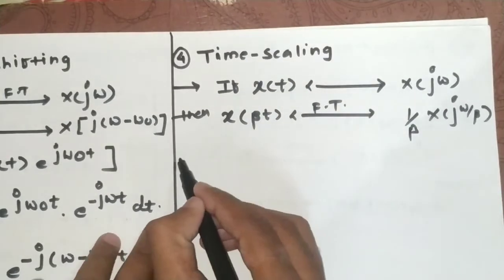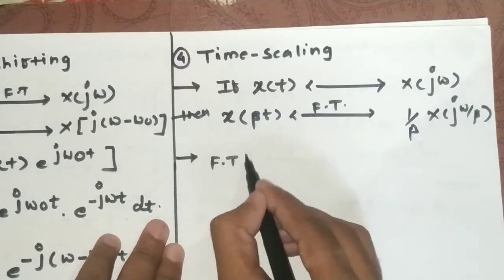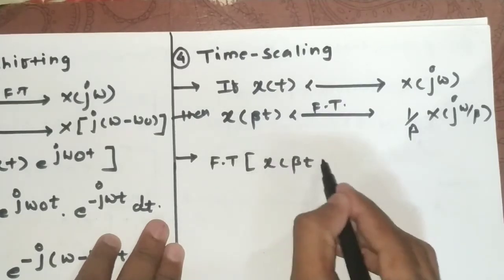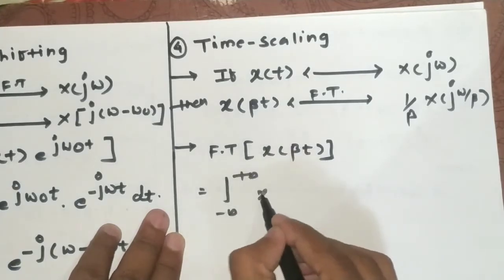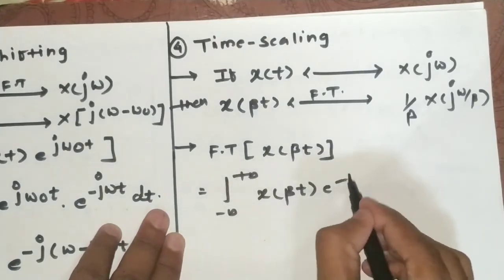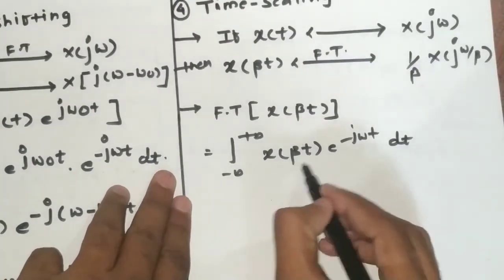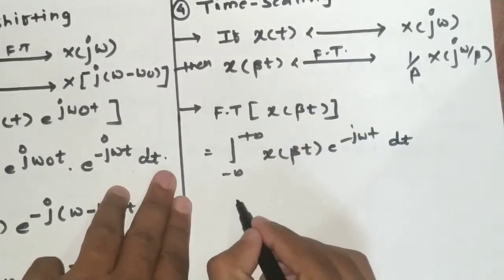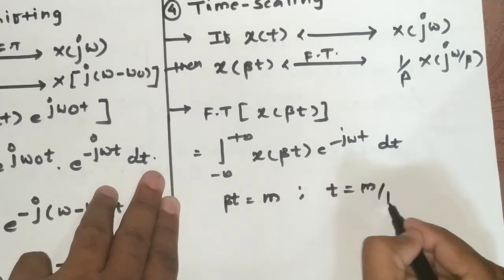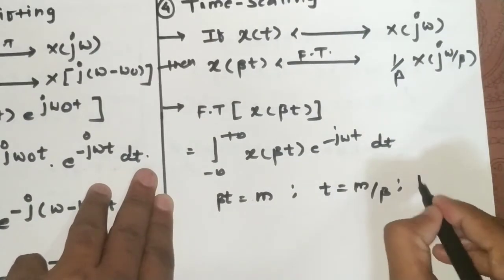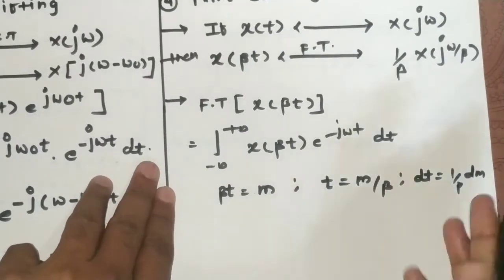So in order to find its Fourier transform, again we have to find the Fourier transform of this function x of beta t, which will be the integration, we keep it as it is, into dt. Now the next method, what will we write? Substitution. Let beta t equal m, so t becomes m by beta, so dt will be 1 by beta into dm. Now put this value here.